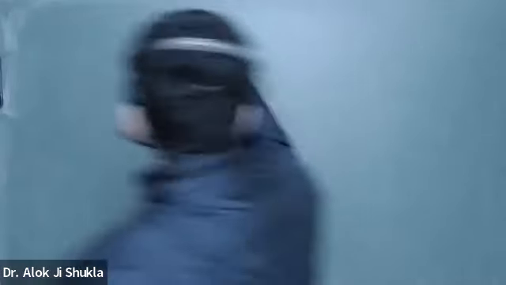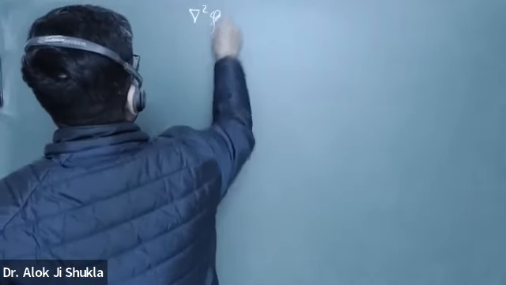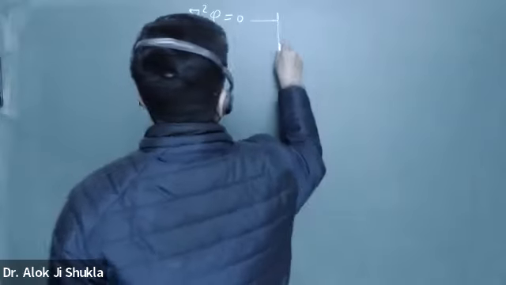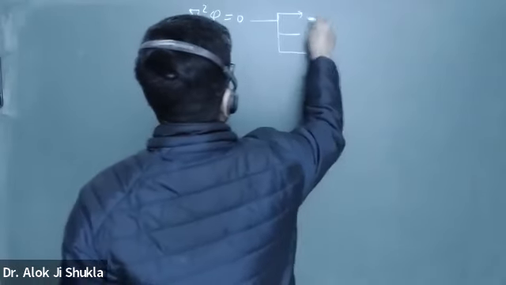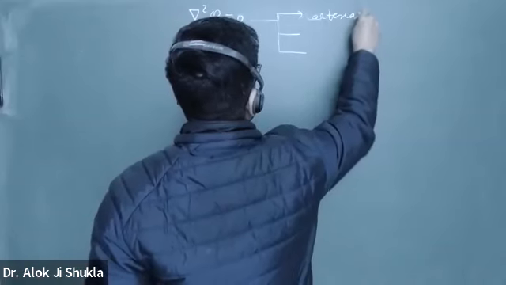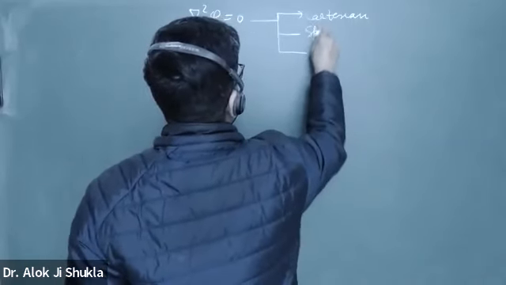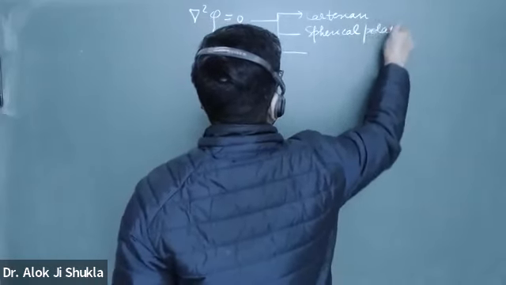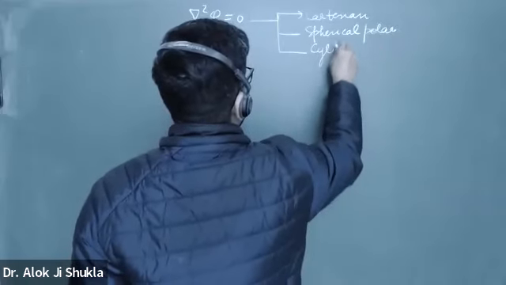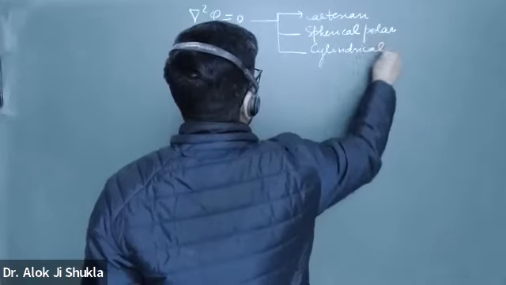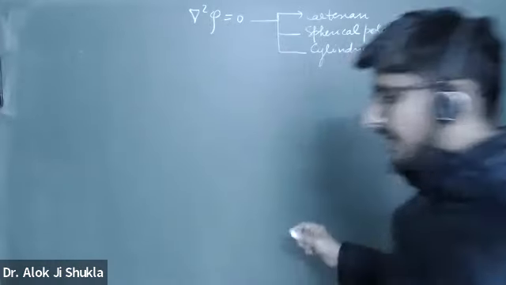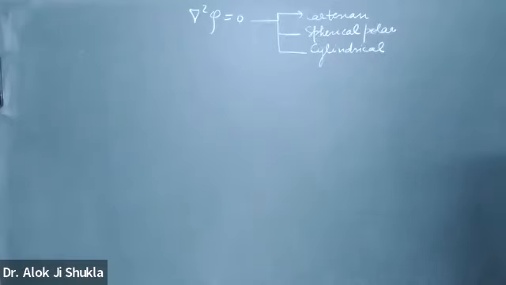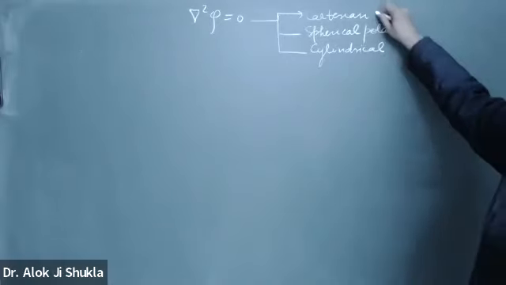Please understand that the Laplace equation, del square phi is equal to 0, can be written in all three coordinate systems. I did it in Cartesian, then we can do it in spherical polar, depending on the symmetry of the system, and also in cylindrical coordinate systems. So the Laplace equation can be handled in all three coordinate systems. The first one was the Cartesian coordinate system that I did.